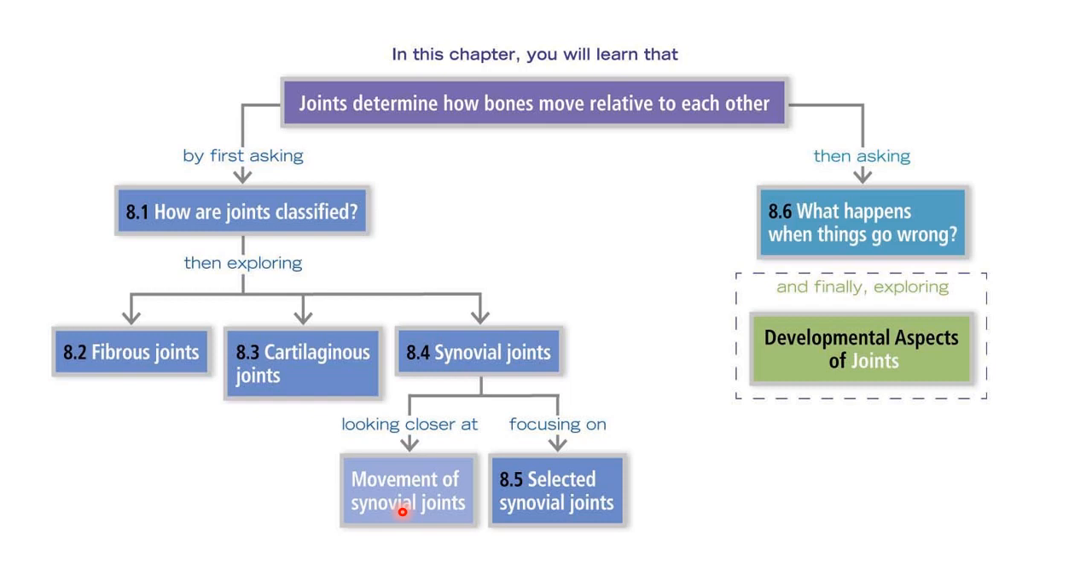Okay. So here it is also very important to take a very close look at synovial joints and some synovial joints that are very important for movement. And I have a couple of examples of what happens when things go wrong, when you have some kind of injury. And we are not going to cover the developmental aspects of joints. I think it's too much.